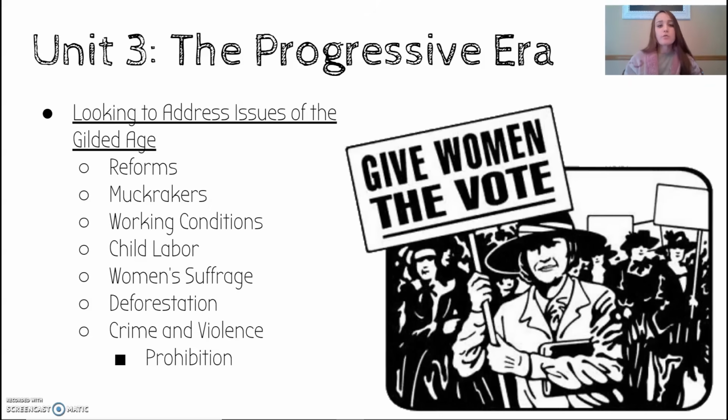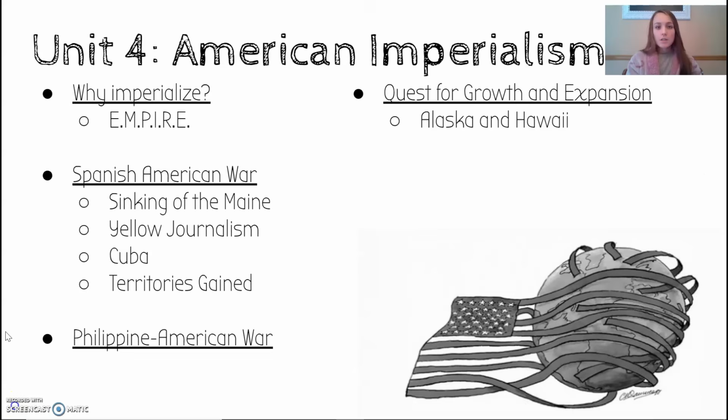And so that's the movement of the Progressive Era. All right, American imperialism is this movement of the United States to be a part of the global powers, like these European countries who are becoming very powerful, and the United States is going to want to take part in this movement to expand their territory, which is imperialism.